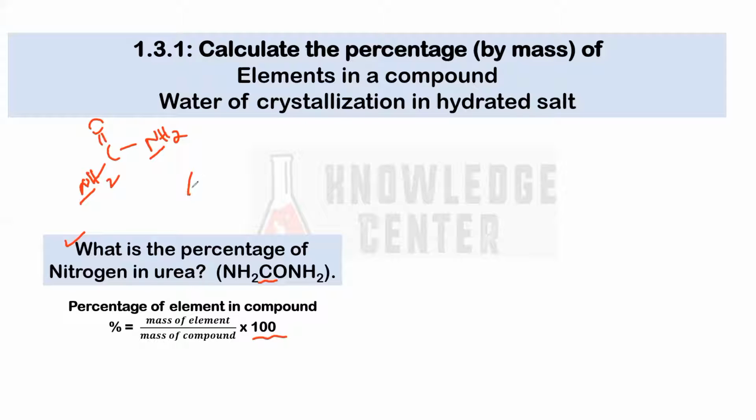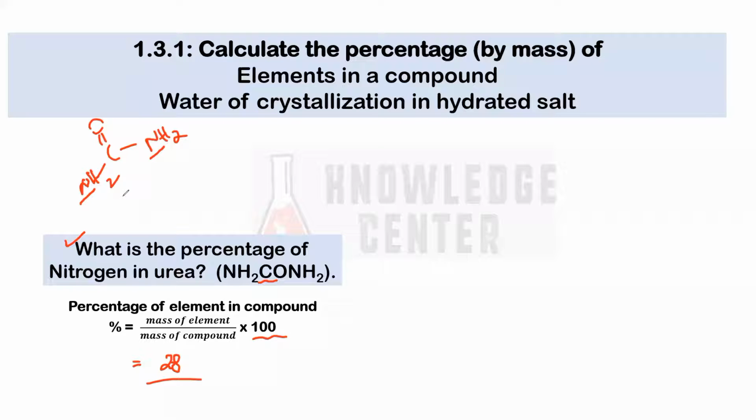As we know that the mass of nitrogen is 14 and there are two nitrogen, so the mass of two nitrogen in this compound is 28. So to calculate the percentage, I must have the mass of element on the upper side. So I'm going to write 28 over here, divided by mass of compound. Now for the mass of compound, I have to calculate the molecular mass of the whole compound so that I can keep it in the denominator.